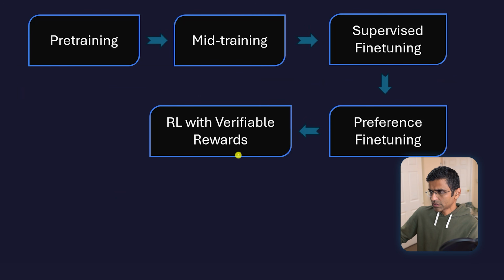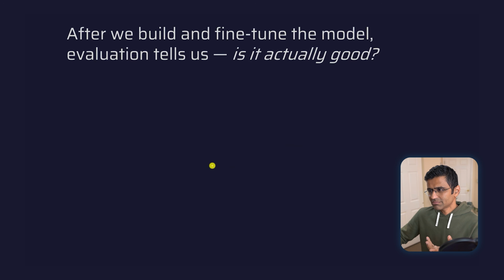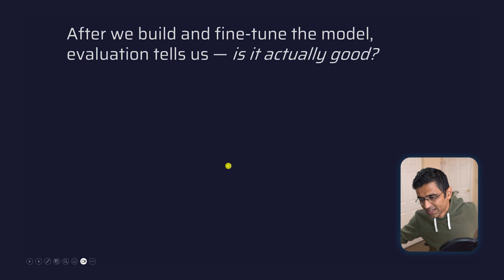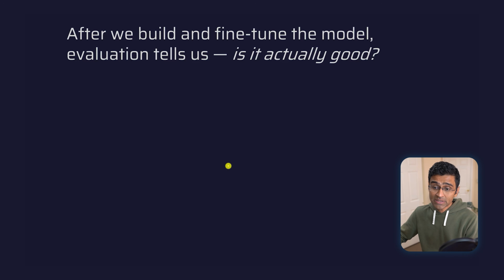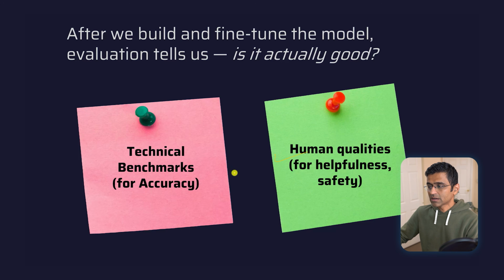Okay, so this is a brief summary of these 5 steps, and the 5th step of the LLM building process is evaluation. Evaluation is basically: you train your model, and you want to know, is it actually good? Let's say you are working at OpenAI, you have trained a GPT model, and you want to figure out if you can release it to ChatGPT as its backbone. For this, you need to verify that it is giving accurate answers, which means it is passing all those technical benchmarks, and you also want to make sure it adheres to human values of helpfulness, safety, etc.